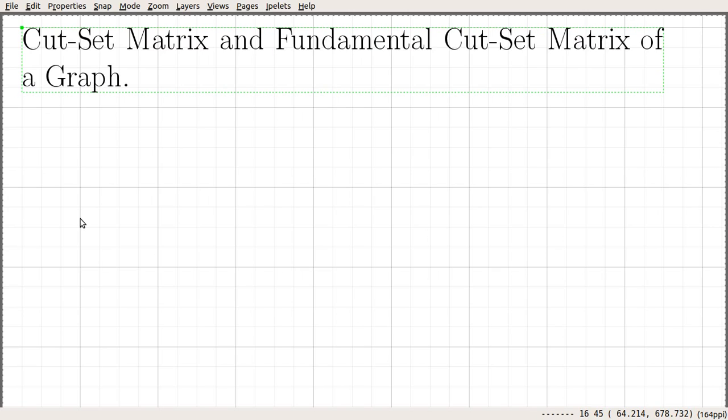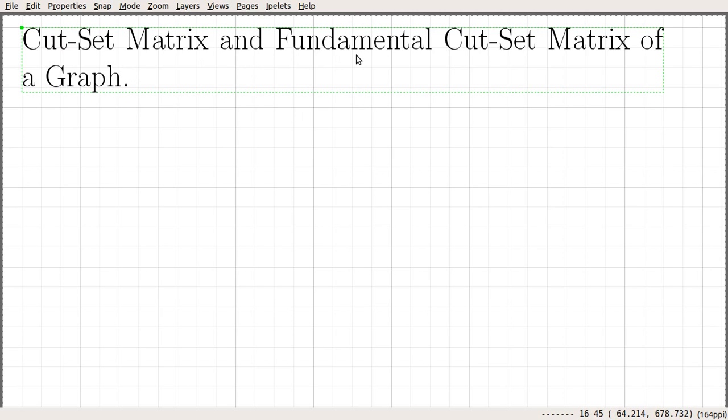Okay, we continue our discussion on matrices of a graph. So far we discussed the incidence matrix and the cycle matrix and the related one, the fundamental cycle matrix of a graph. So in this video we are going to discuss another kind of matrix related to a graph called the cut set matrix and a reduced version of the cut set matrix, what is called a fundamental cut set matrix of a graph.